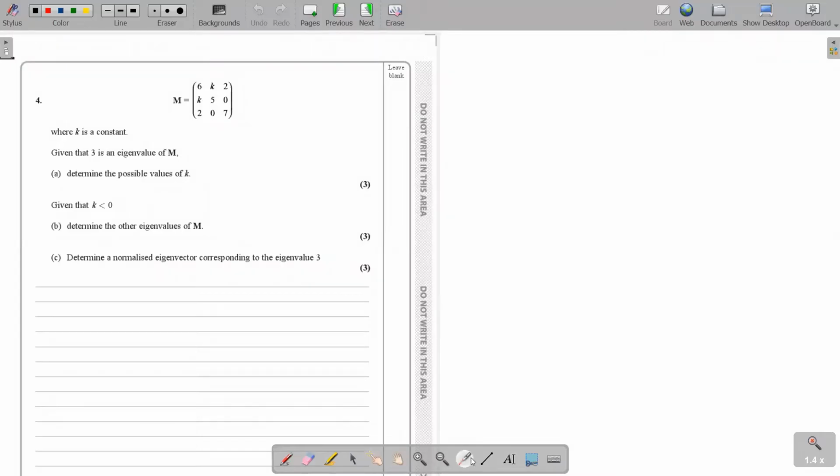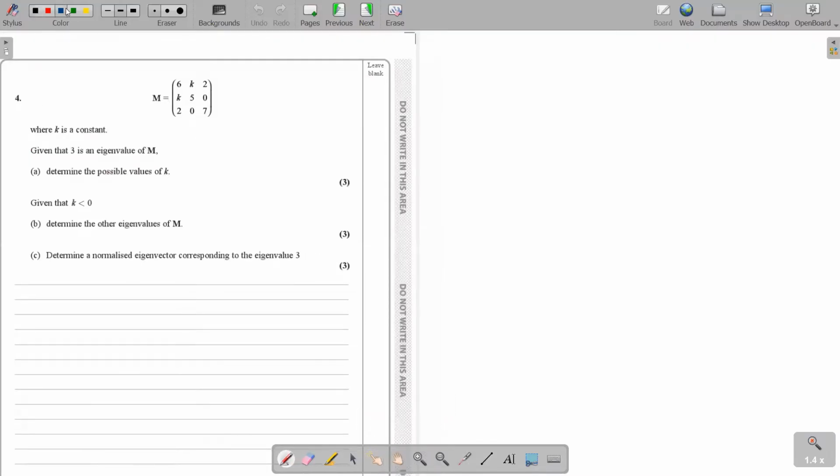Okay, so now we'll move on to question number 4. They have given you a 3 by 3 matrix M, and they tell you here k is a constant. Given that 3 is an eigenvalue of M, determine the possible values of k. How do we find the eigenvalues? So what do we do? First of all, the matrix name is M. So you get M minus lambda I, right? Get the matrix M minus lambda I, and then we'll get the determinant.